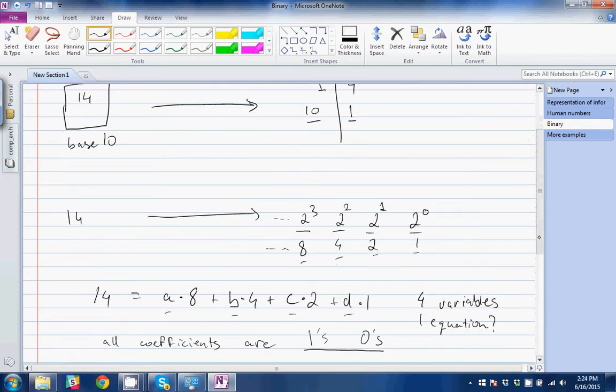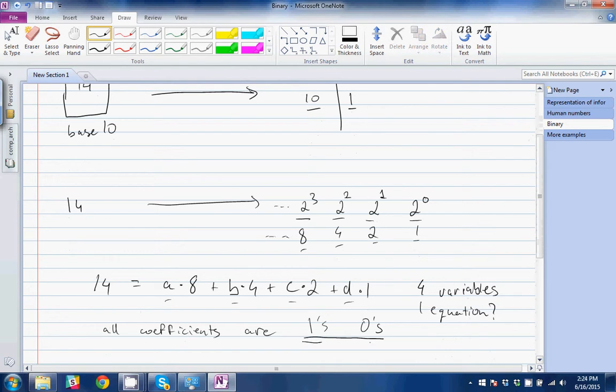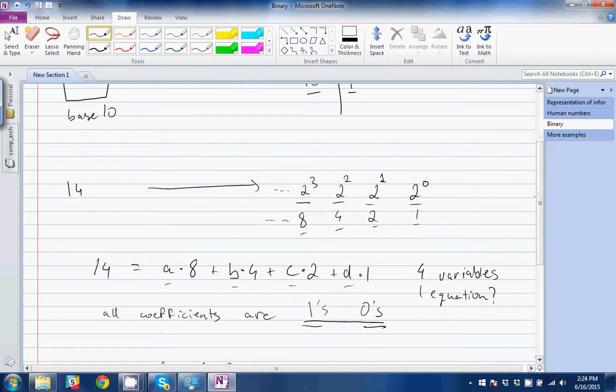We can either have 1s or 0s. And why exactly computers are good at doing things with 1s and 0s we'll learn in lecture 4. However, right now, all you have to think about is the maximum we can have for A, B, C, and D is 1, and the minimum we can have is 0. So that makes this equation a lot easier.